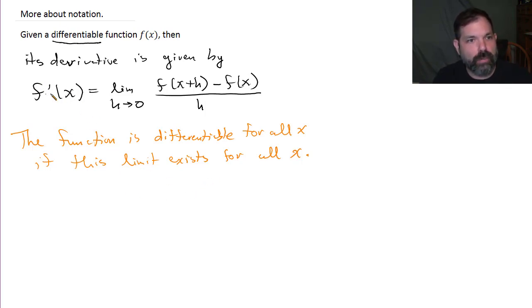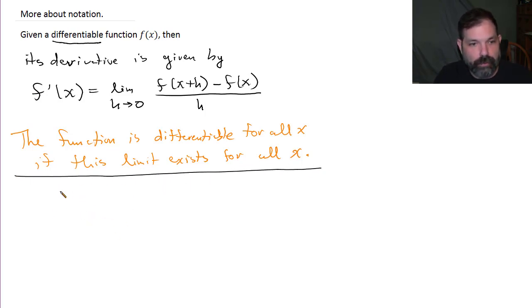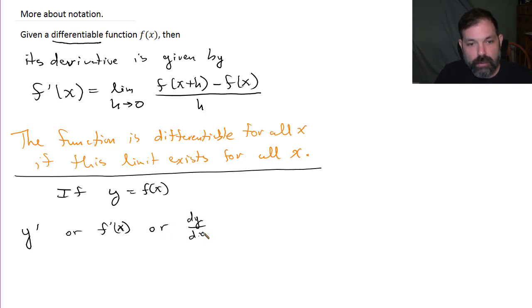All right, so notation. We have f prime of x. More generally, if y is a function of x, we can use y prime as the notation. Or we can use the f prime of x notation. Or we can have dy dx, or df dx.